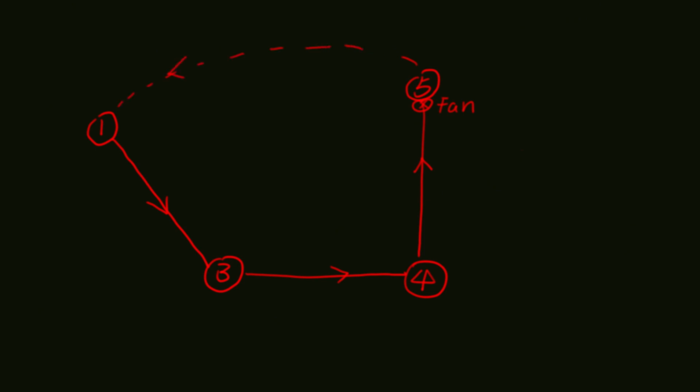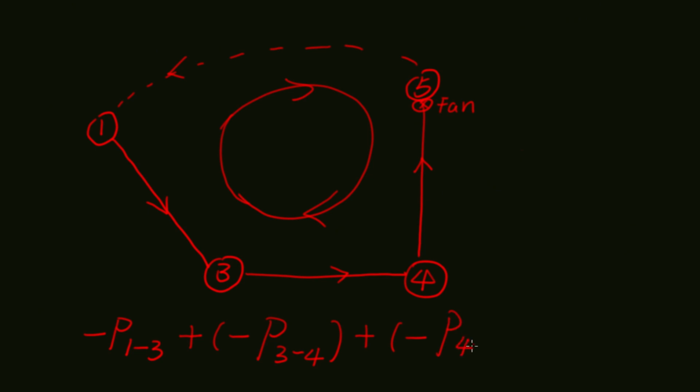There's no pressure drop. If I define the clockwise direction as the positive direction, Kirchhoff's second law says negative pressure loss from 1 to 3, because the flow direction is different than my defined positive direction. That's why there is a negative sign here, plus negative pressure drop from 3 to 4. The same reason, the flow direction is different than my defined direction, plus negative pressure drop 4 to 5.